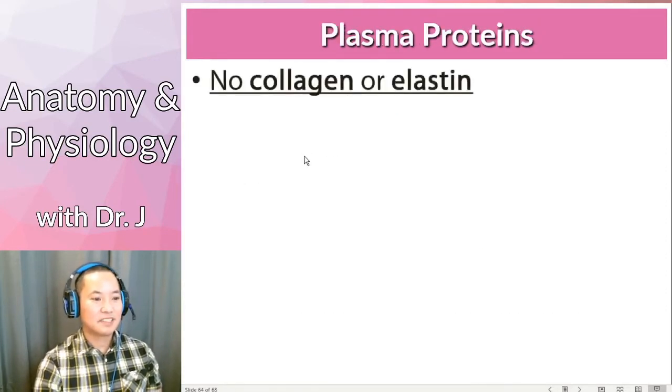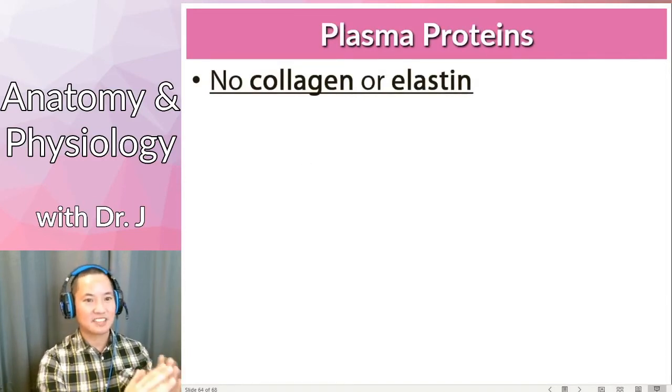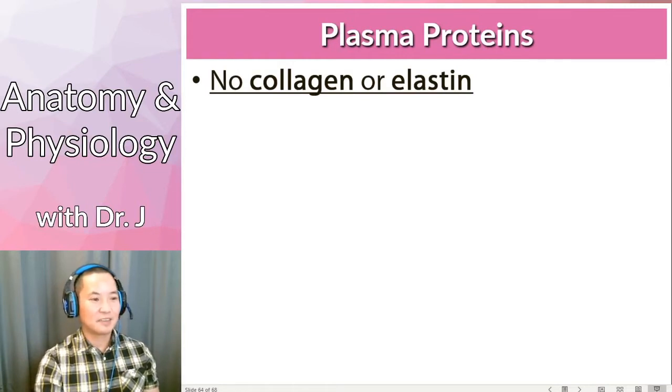Now, plasma proteins are another reason why fluid connective tissues get a little asterisk. They are connective tissues, but they're special. They don't have collagen or elastin because that would form solid networks and kind of clog things up. It would be like having hair in your pipes.